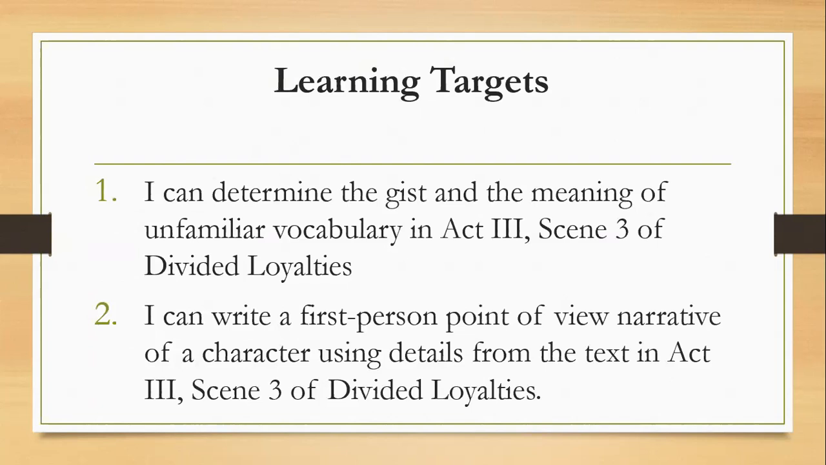Today's learning targets are: number one, I can determine the gist and the meaning of unfamiliar vocabulary in Act 3, Scene 3 of Divided Loyalties. Number two, I can write a first-person point of view narrative of a character using details from the text in Act 3, Scene 3 of Divided Loyalties.